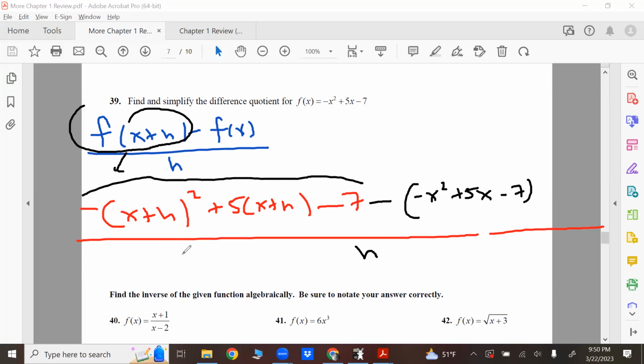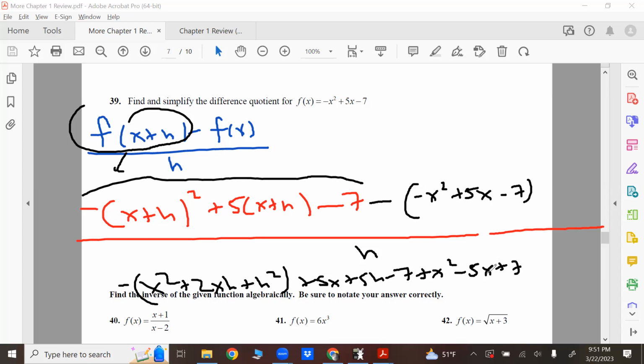Perfect. And, oh boy, I didn't leave myself enough space here. So you have negative, I'll have to put parentheses, x squared plus 2xh plus h squared plus 5x plus 5h. I know you guys can distribute, it's just very tedious. Minus 7. Plus x squared minus 5x plus 7, the whole shebang. And then I'm going to distribute the negative right now because I don't have much space. So all those become negative.